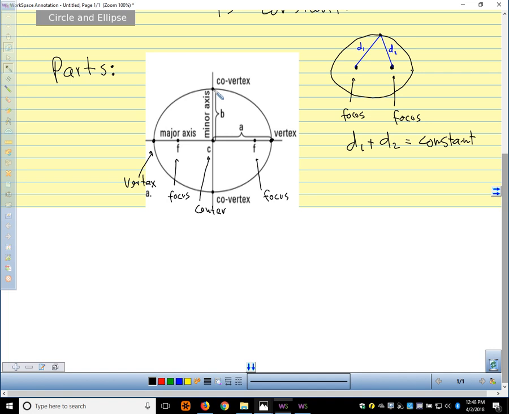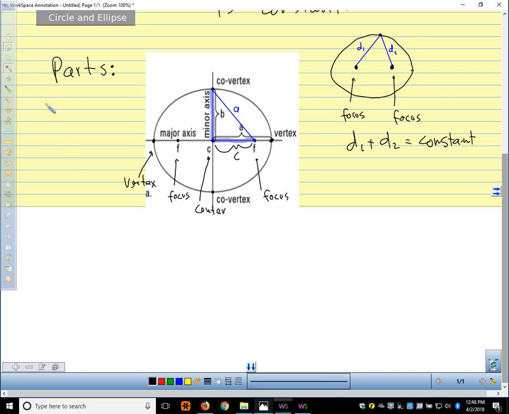The distance from the center to a co-vertex we call B. The distance from the center to a vertex we call A. And the distance from the center to a focus we call C. And I'm going to draw in one extra piece here from the co-vertex to the focus. So I have this nice right triangle here that I'm going to highlight in blue. This hypotenuse of the right triangle is also A. So if we took this piece here and slid it up there, it would fit perfectly there.